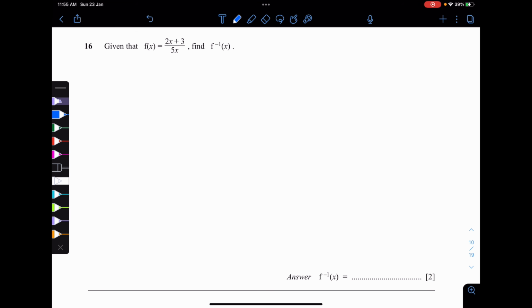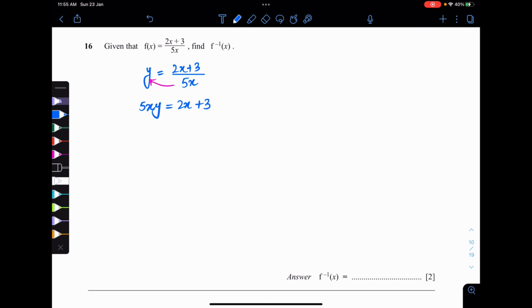Now f of x is (2x plus 3) over 5x. We have to find f inverse of x. So first of all, you're going to replace: y is equal to (2x plus 3) over 5x. Cross multiply this denominator as before. So 5xy is equal to 2x plus 3.